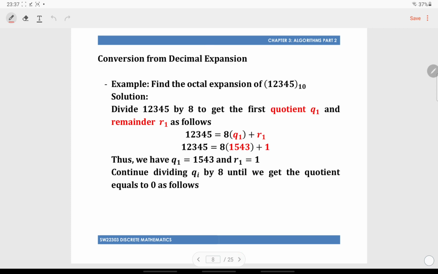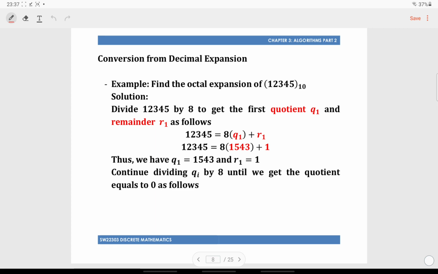Okay, so from the previous few examples, we converted from binary to decimal, from octal to decimal, and also from hexadecimal to decimal. So how do we do the reverse process? That means from decimal we convert to binary, from decimal to octal, or from decimal to hexadecimal. Okay, so we consider the following example.